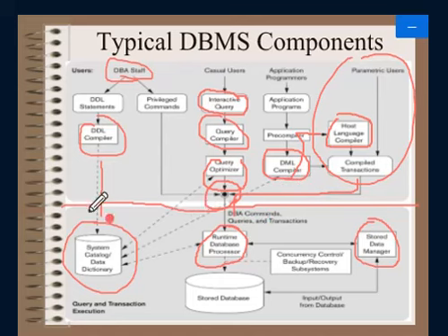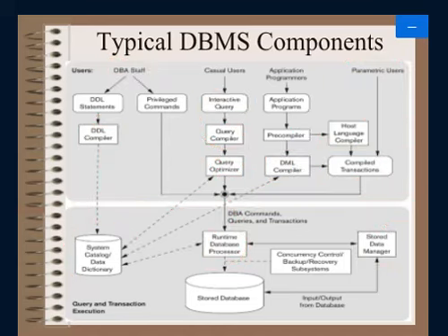So next we move on to the lower part. Here we have the runtime processor. What will the runtime processor do? It will execute privilege commands. It will execute executable query plans, which are optimized by the query optimizer. Then it will execute the canned transaction.